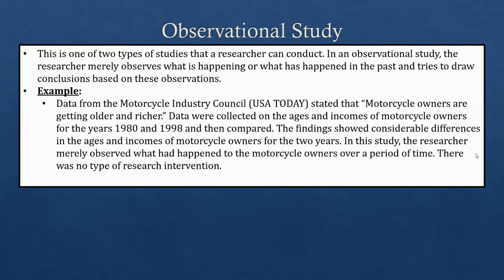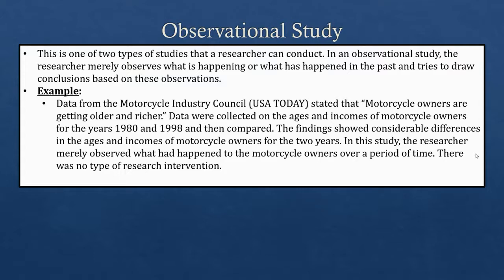So, for example, data from the Motorcycle Industry Council stated that motorcycle owners are getting older and richer. Data were collected on the ages and incomes of motorcycle owners for the years 1980 and 1998 and then compared. The findings showed considerable differences in the ages and incomes of motorcycle owners for the 2 years. In this study, the researcher merely observed what had happened to the motorcycle owners over a period of time. There's no type of research intervention. So again, the idea here is you didn't go out and make people do something different than they normally do. You just looked back at what has already occurred and you gathered data and compared.